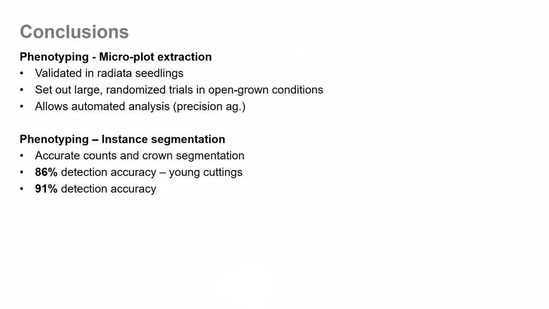From a phenotyping perspective, the results were particularly encouraging. We validated microplot extraction in beds of radiata seedlings, and what this will let us do is set out large randomized trials in our open-grown nursery conditions, and it paves the way for automated analysis pipelines. The instance segmentation algorithms will further help this, and they can clearly delineate and detect seedlings at multiple ages. And I believe that the accuracy of both of these models would be further improved with additional training data.